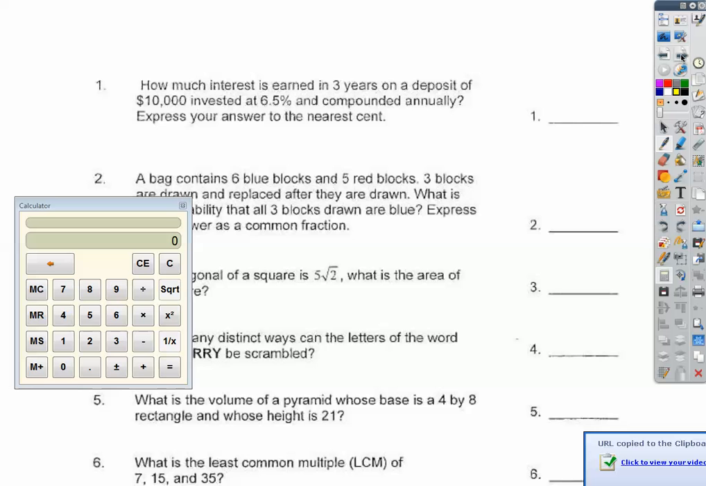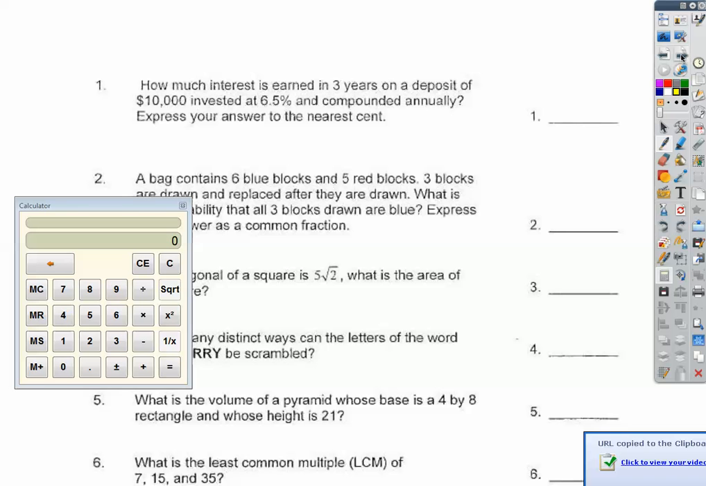How much interest is earned in 3 years on a deposit of $10,000 invested at 6.5% and compounded annually? Express your answer to the nearest cent. Okay. Now, this is one ripe for a graphing calculator. I can't do it on the one I got, so that's too bad.